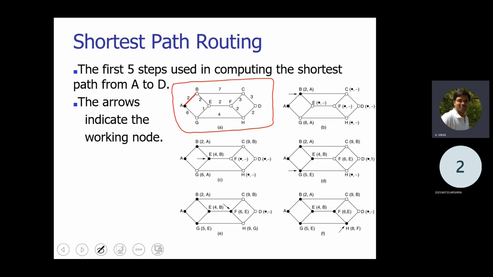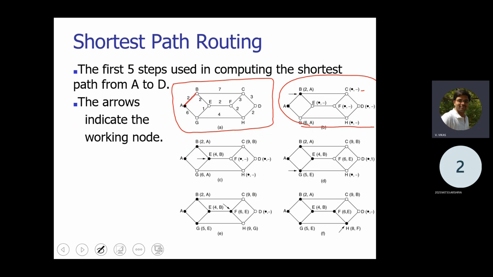So how are we initializing? You can just see here. If we consider this one, all the direct nodes that we have from A, we have initialized with the cost involved in traveling from A to the corresponding nodes. And for the remaining nodes, we are not giving any information about what the cost is or where we are coming from.